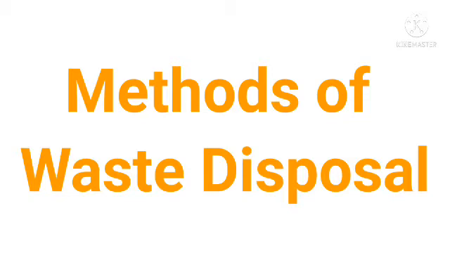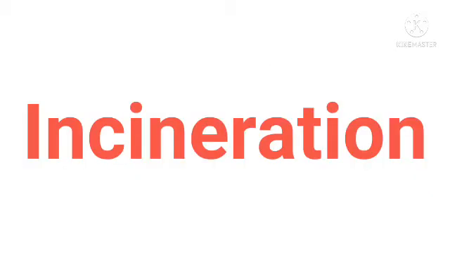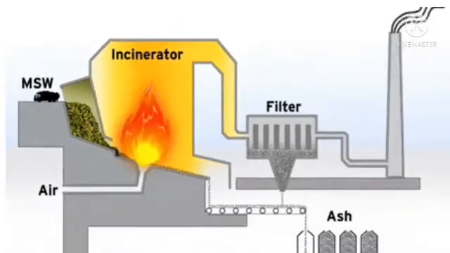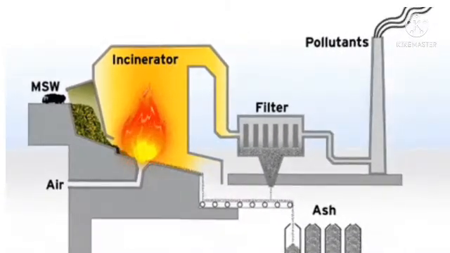The first method is what we know as incineration. Incineration simply means burning of waste. Of course, the type of waste being burnt here is dry, solid waste. It involves burning of waste in an enclosed compartment in order to control the release of smoke into the environment. So this is burning of waste in an enclosed compartment.